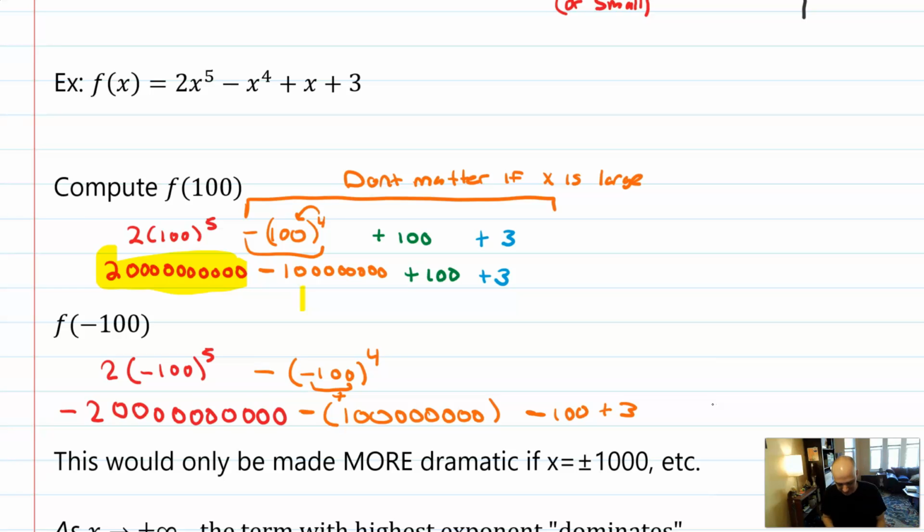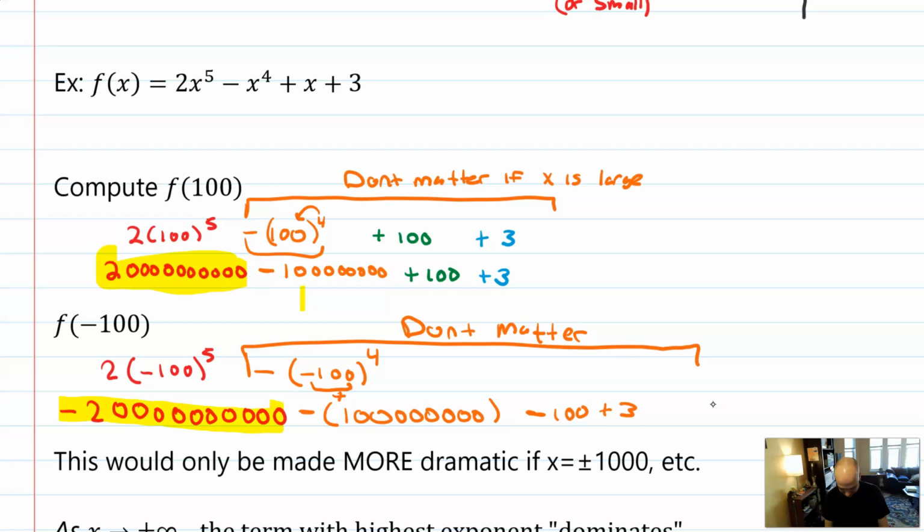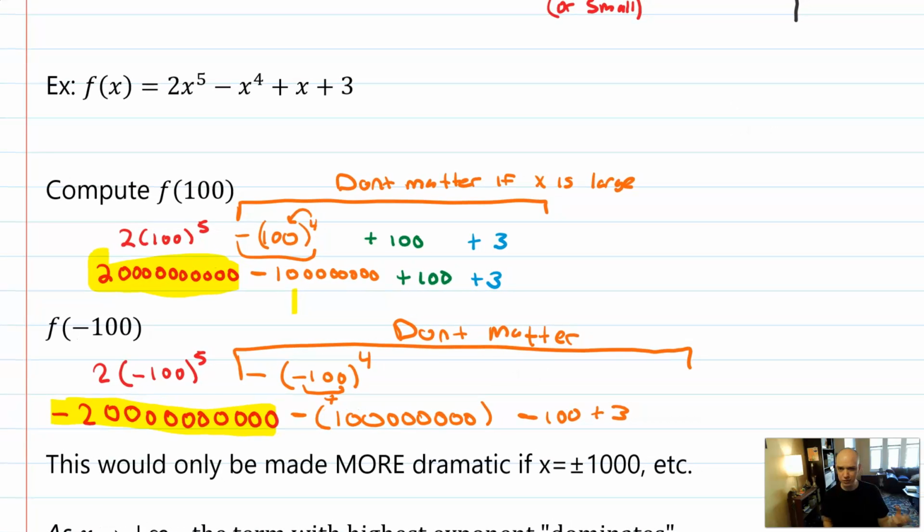Again, guess what? None of those other terms matter. Same deal. The only thing that really contributes to the size of this polynomial is the 100 to the fifth. And this would obviously be even more dramatic if x was 1,000, right? 100's not actually a very big number. 100's pretty small in the context of all numbers. If I had 100 to the 1,000, then the fifth degree term would have so many more zeros that it'd be so clear that nothing else would matter.